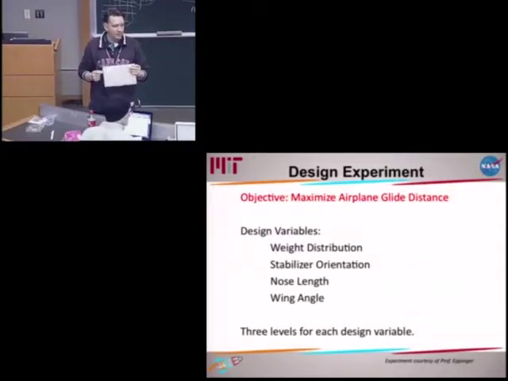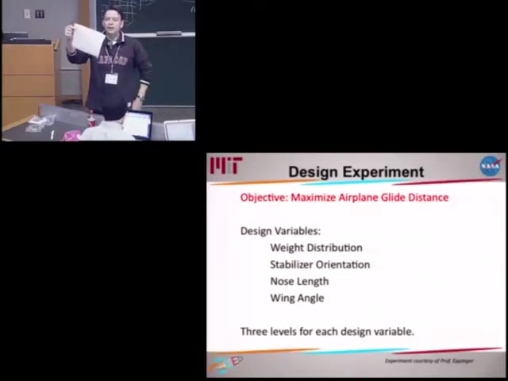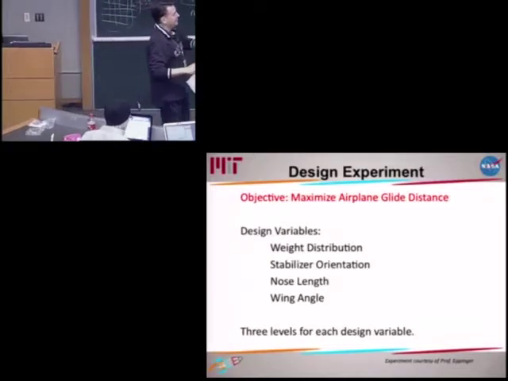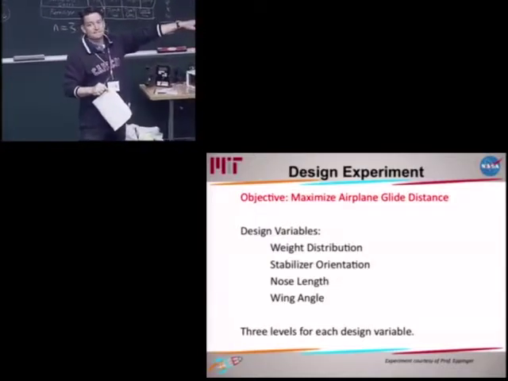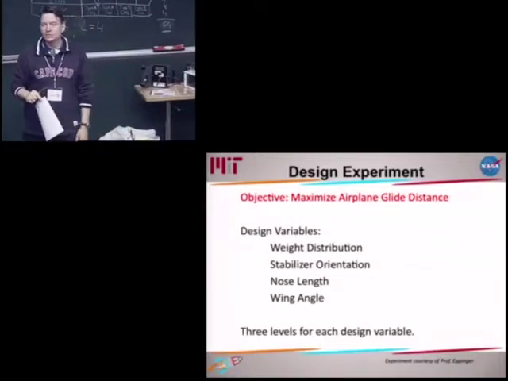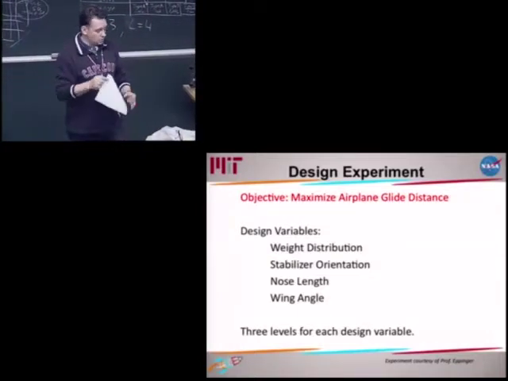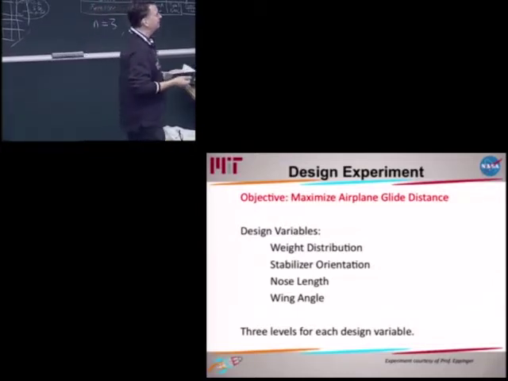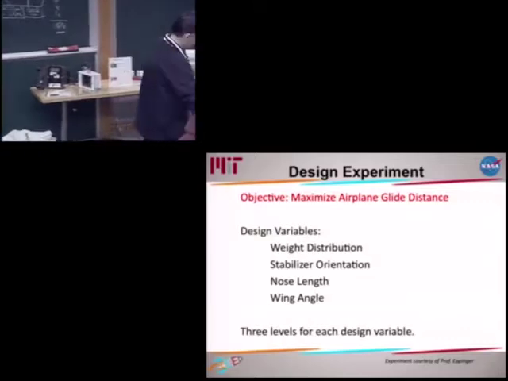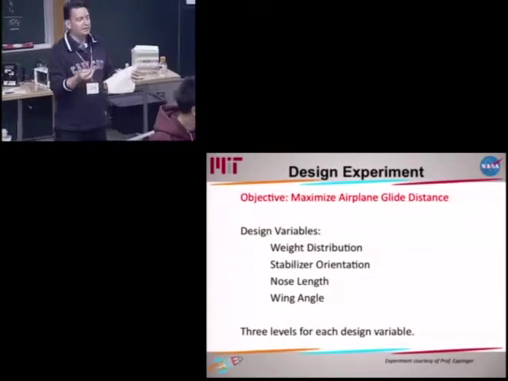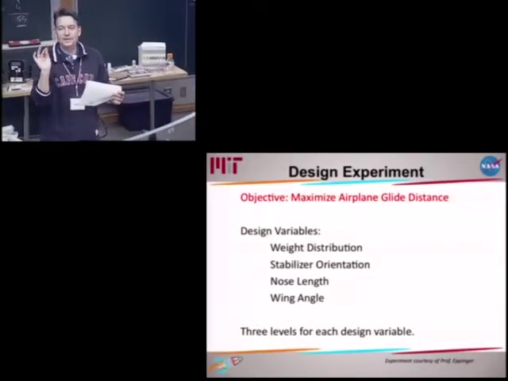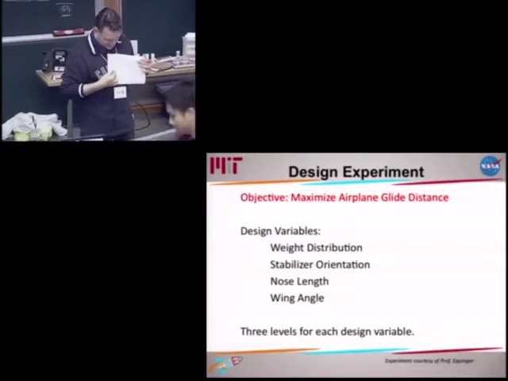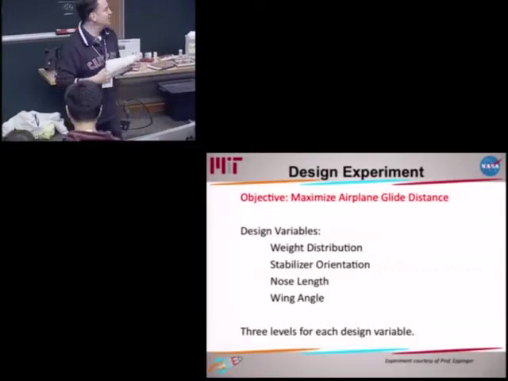Everybody has to get 1 paper clip per airplane. There are different ways you can fold or make a paper airplane, and what we're interested in is finding the one that flies the furthest distance. But we don't quite know which one that would be. So there are 4 different factors to make this paper airplane. The weight distribution is factor A. Where do you put the paper clip? There are 3 settings here, A1, A2, and A3.